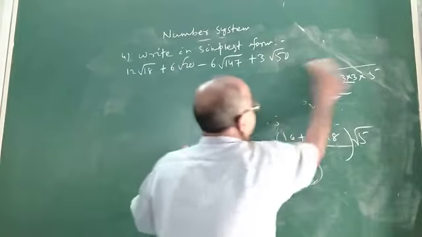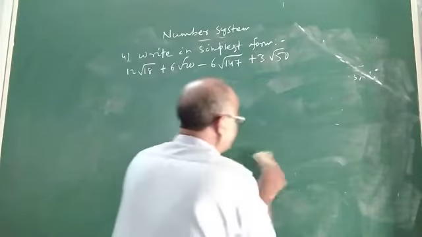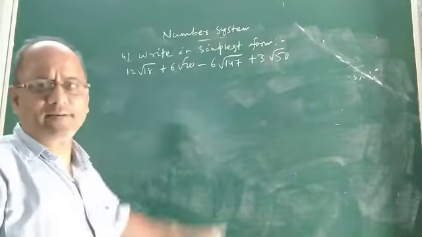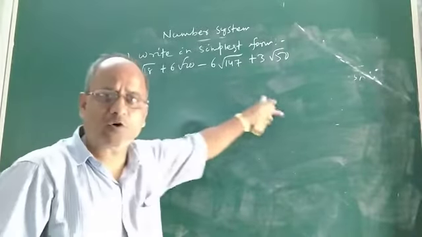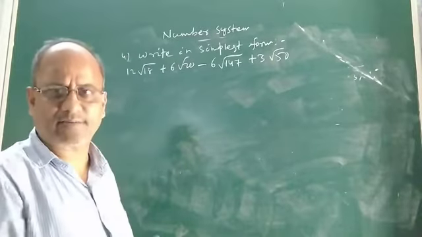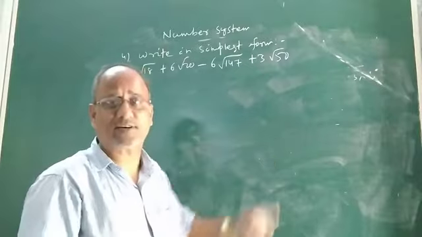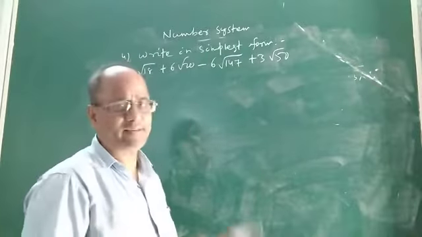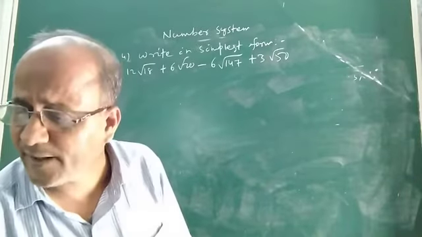Let us see how to do this. If you look at this expression, there are 4 terms, and all the 4 terms are clearly irrational numbers. Now the point is how to write this expression containing only irrational numbers in simplest form.